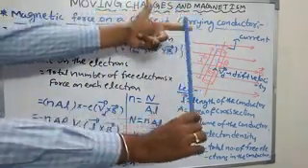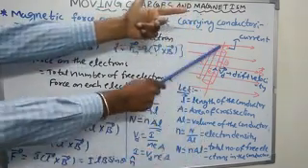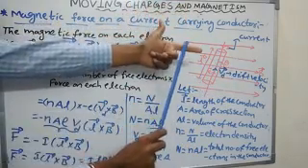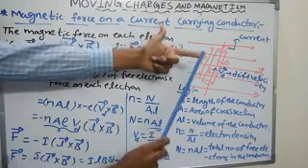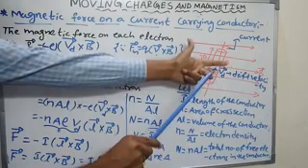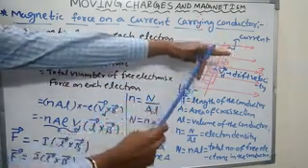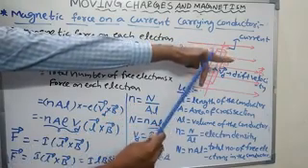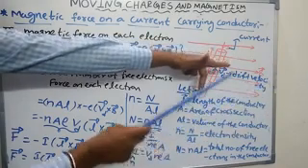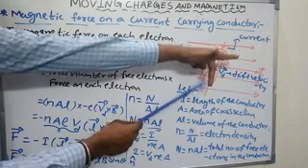Stretch the first three fingers of the left hand mutually perpendicular to each other. Stretch them, knowing which is the current direction and which is the magnetic field. The forefinger represents the direction of the magnetic field, the central finger represents the direction of current, and the thumb is the direction of force acting on the conductor. It is towards you, which means away from the board. So the force acting on the current carrying conductor is perpendicular and away from the board.